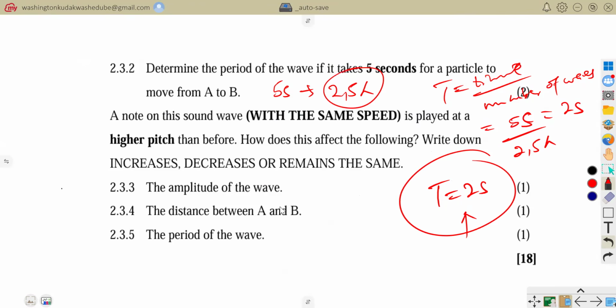Now they are giving us a note of this sound wave with the same speed is played at a higher pitch than before. How does this affect the following? Write down increases, decreases, or remains the same.